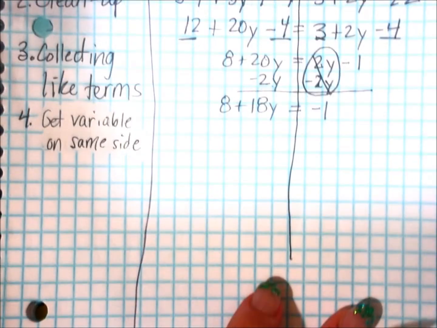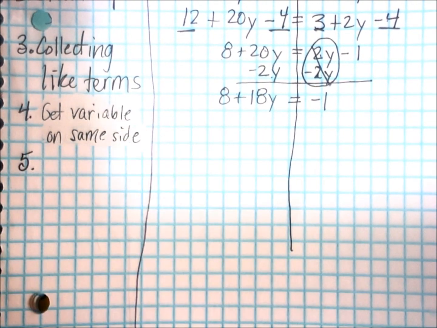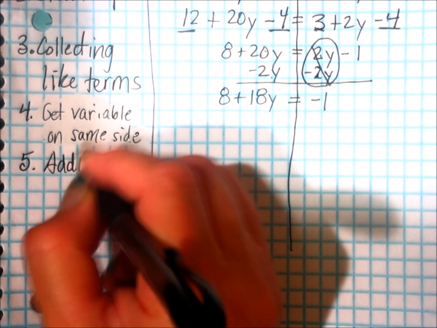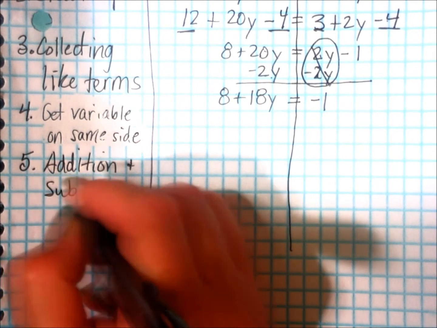Now, just one thing to think about here. This next step is going to be kind of taking your order of operations and going backwards. Now we're going to do all the addition and subtraction.